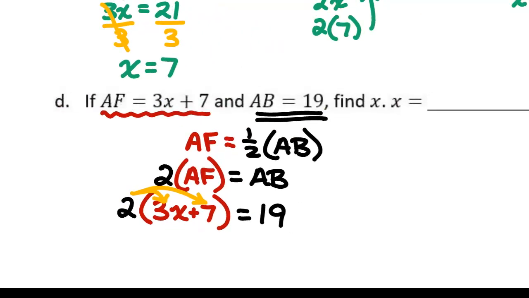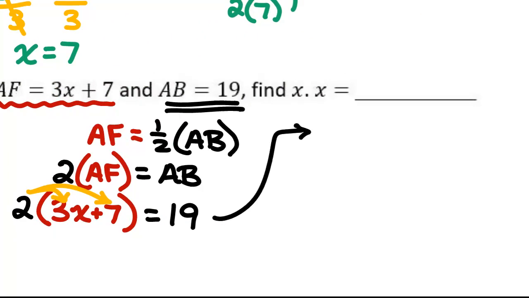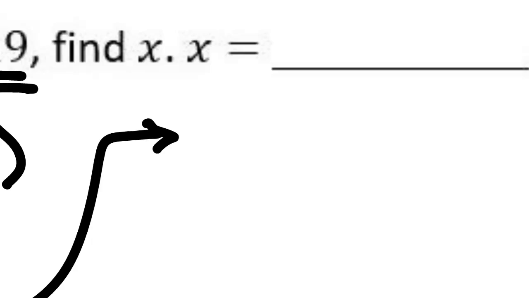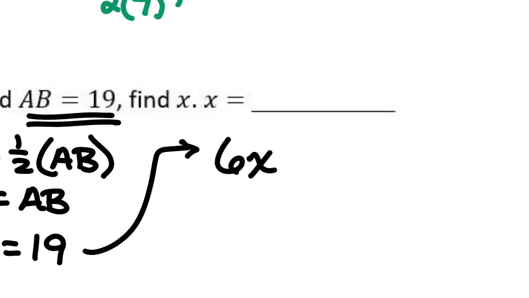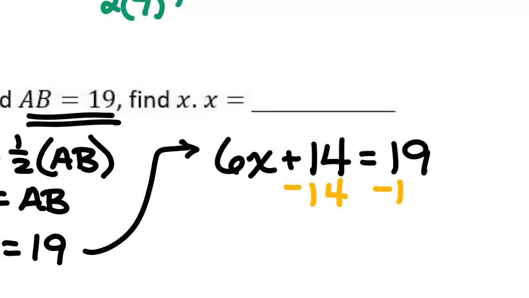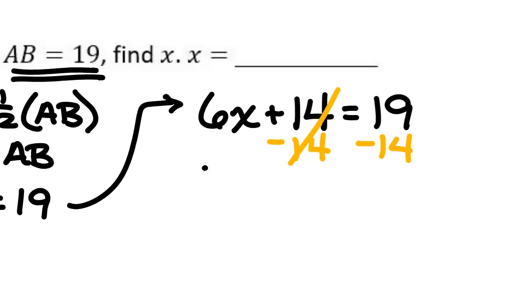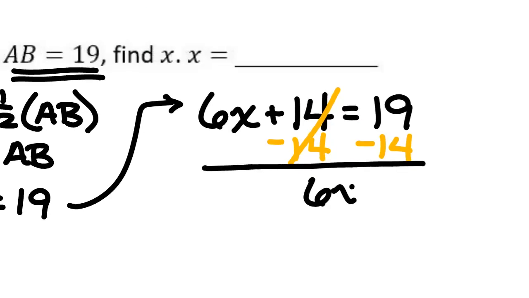Then I'm going to bring my work a little bit higher on the screen. 2 times 3x, 6x. We have to distribute it to the 7 also. What's 2 times 7? 14. It's equal to 19. To solve this for x, I need to subtract 14 from both sides. What is 19 minus 14? 5.